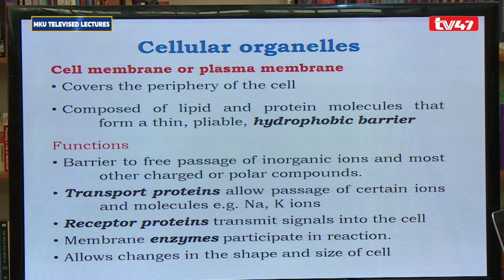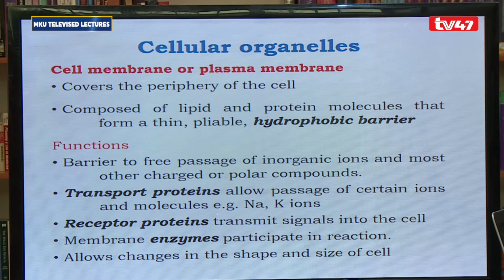So what are the functions of the cell membrane? Like I'd already mentioned, it forms a barrier. That means it blocks the free passage of inorganic ions and most other charged or polar compounds. So it blocks them from getting in, but it allows some of them through what we call transport proteins. We're going to see what these transport proteins are that allow passage of certain ions and molecules through the cell membrane. Things like sodium ions and potassium ions are important for the functions of the cell, so they are allowed through, but they are carried through in transport proteins.